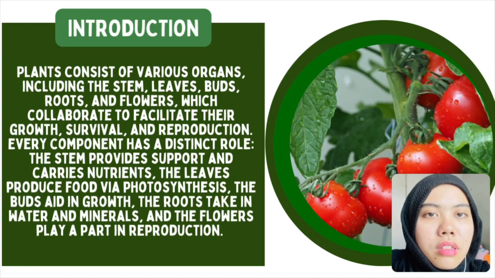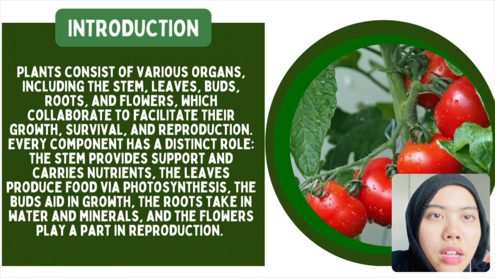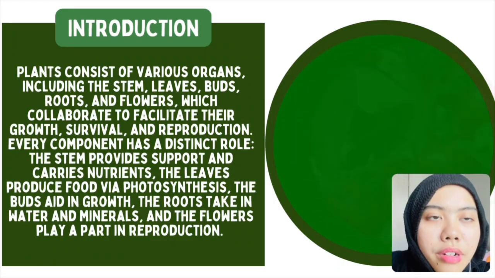For the introduction, plants are complex living organisms made up of several organs that work together to support their growth, survival, and reproduction. Each of these organs plays an essential role in helping the plant function, from providing support and transporting nutrients to producing food, absorbing water and minerals, and enabling reproduction. Understanding these parts and their functions helps us appreciate how plants live and thrive in their environment.